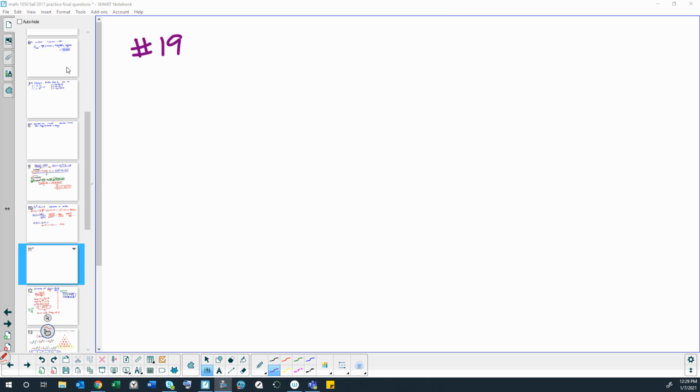Number 19. So we have (3x minus 1) over (2x squared plus x minus 6). This one is not already factored. Sometimes they come factored, sometimes they don't. This one did not, so let's start by factoring it. Factor the denominator.